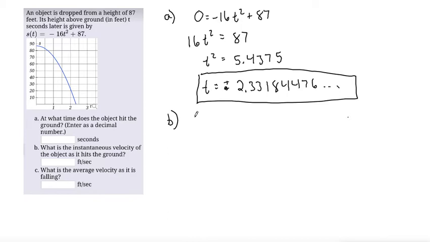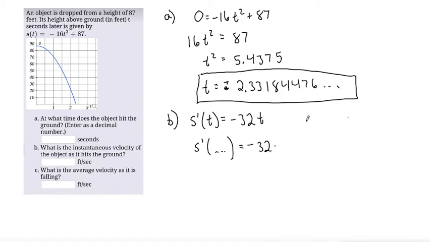So for the instantaneous velocity, when we're given the height, the velocity would be the derivative. To find the instantaneous velocity, we find the derivative and plug in the time when it hits the ground, which we just found in part A. Taking the derivative, we get s prime of t is equal to, using the power rule, 2 times negative 16, which is negative 32. t to the power of 2 minus 1 is just 1. And the 87, the constant, goes to 0 when we take the derivative.